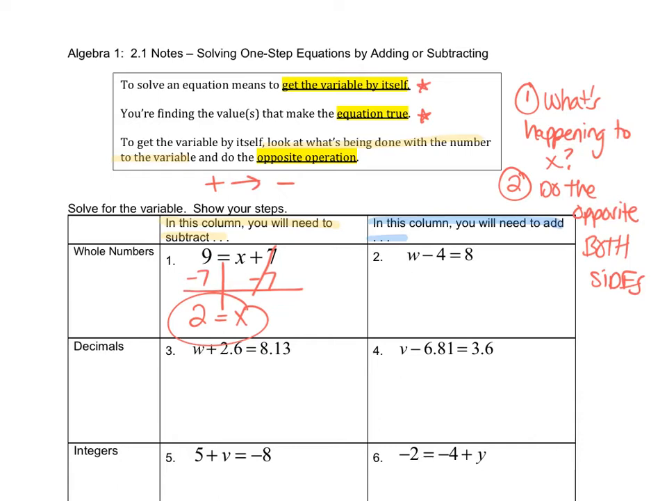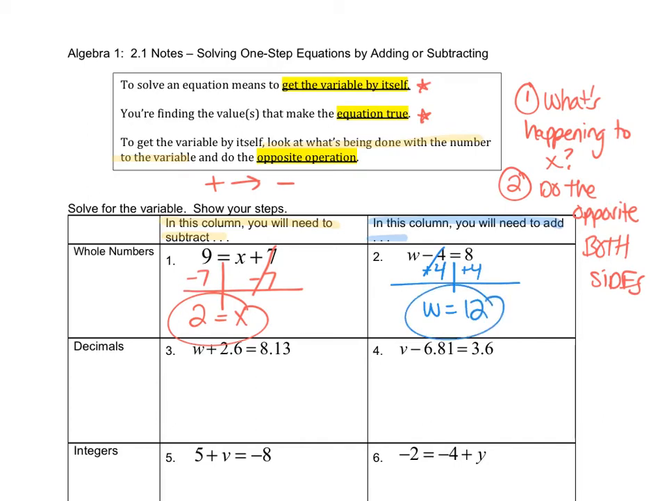So what is happening to w? It's being subtracted by 4. So we're going to do the opposite, and we're going to add 4 to both sides. Again, you can draw a line down where the equal sign is to help you out here. The 4's are gone on that side, and you get w equals 8 plus 4 is 12. And there's our final answer.